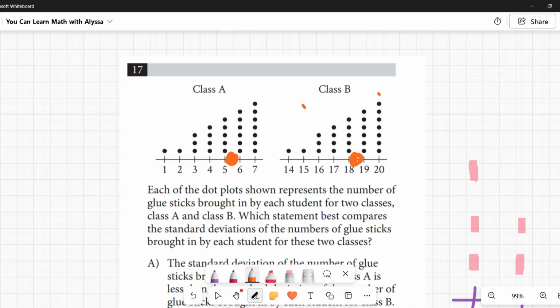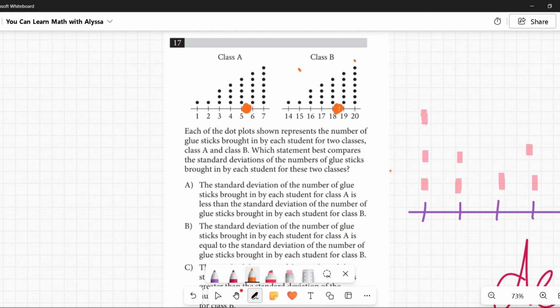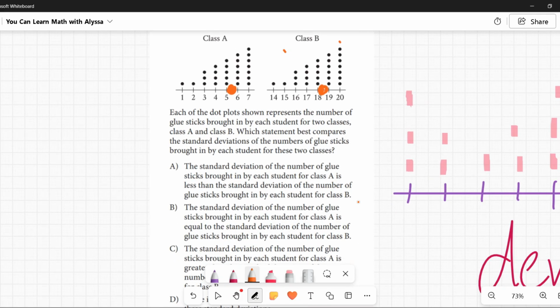It's going to be at the same point relative on the number line. The dots are going to relate and deviate from that point the same because the shape of these dot plots is the same. So the standard deviation for these two dot plots is the same, and that is B.